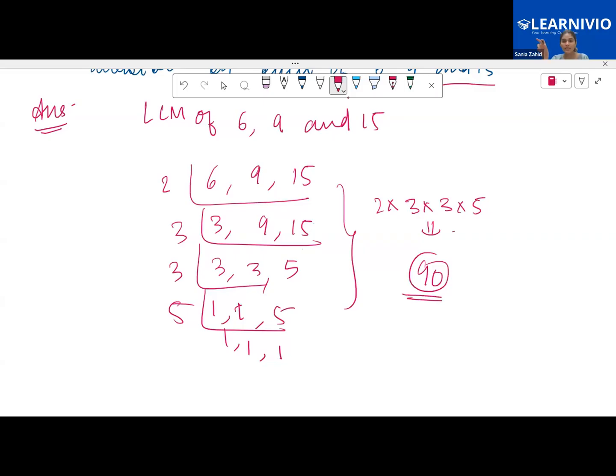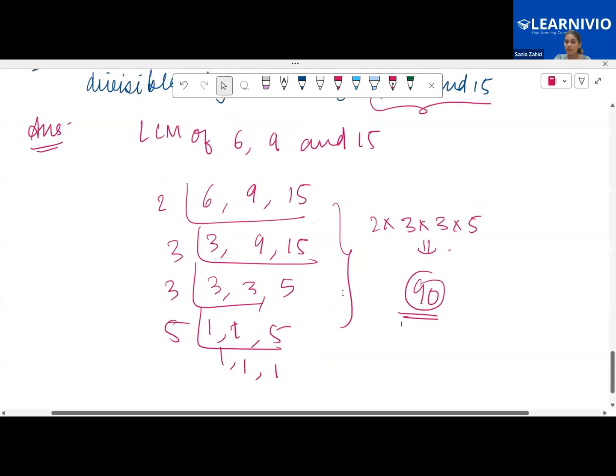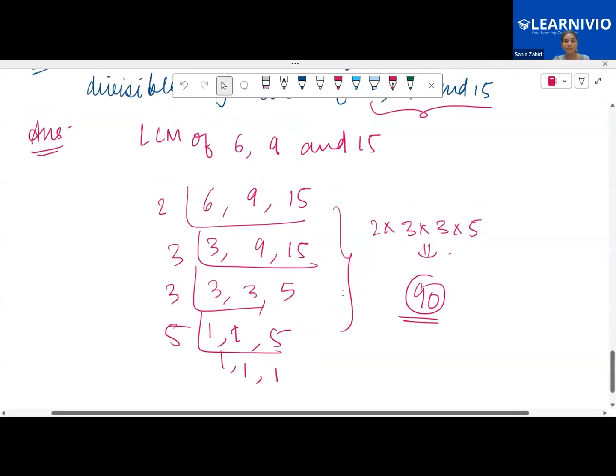So LCM means, understand the concept. Why am I finding the LCM, not HCF or any other thing? Why am I not multiplying them? LCM means the lowest common multiple. That means LCM is the number which is divisible by all these three numbers, right? LCM 90 is divisible by 6, by 9, and by 15 also. Right, children? So I find the LCM of all these numbers.